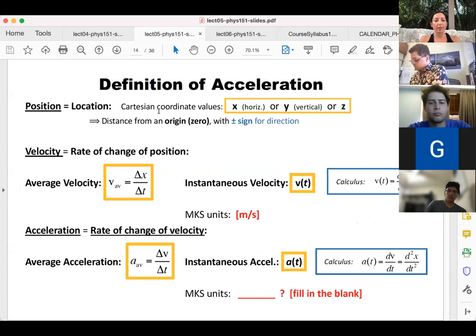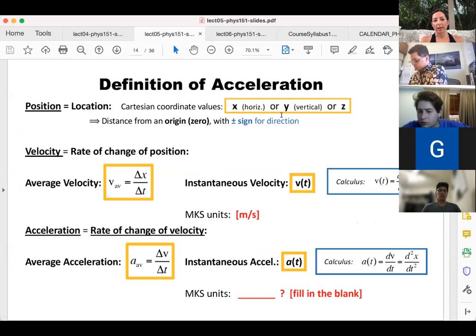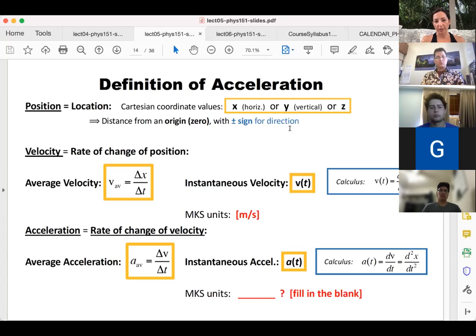I want to give you this final definition. So for the position, we have the location. So this is Cartesian coordinate values. You have to put an X, which is the horizontal axis, or Y, vertical axis, or sometimes you have also 3D, so you need to put also Z. The position is the distance from the origin 0, and you need to use plus and minus sign for the direction. And I think by now you got this.